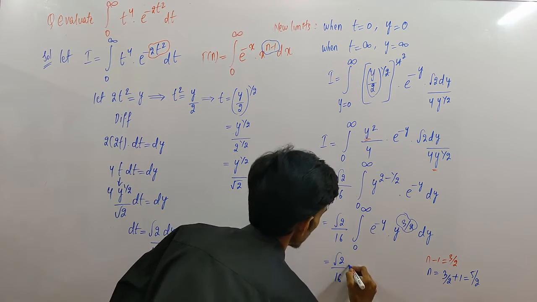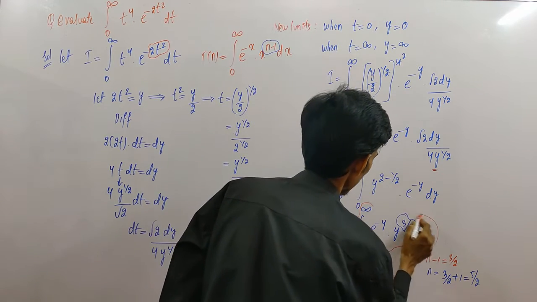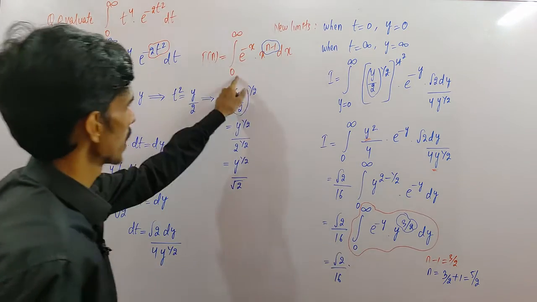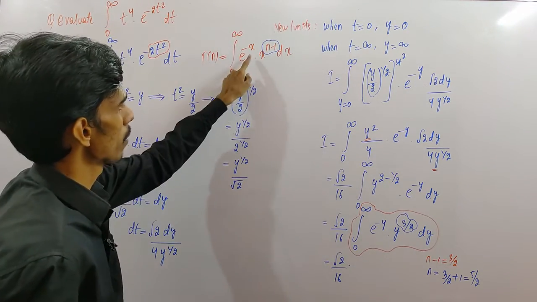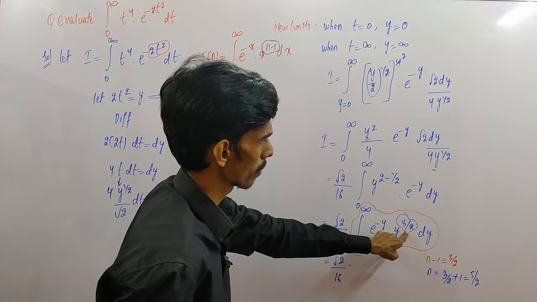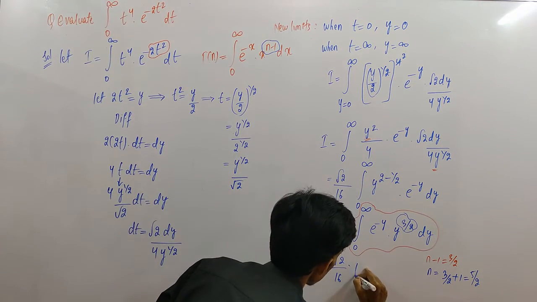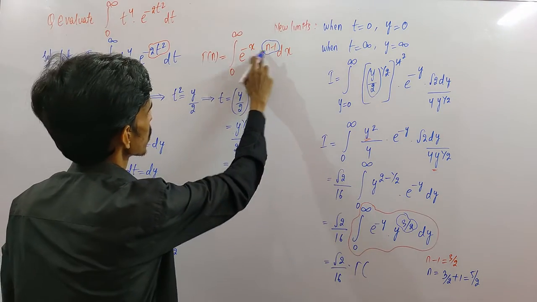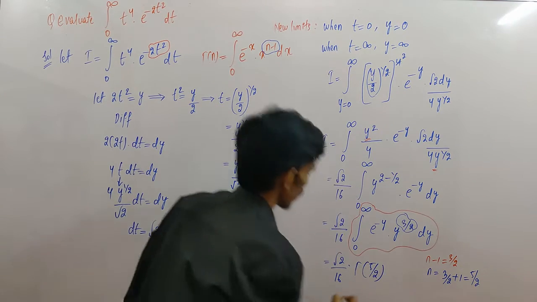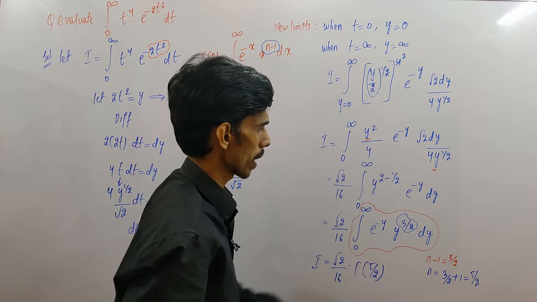That is equal to root 2 divided by 16 into this complete integral, converted into gamma function. Since these two are the same, 0 to infinite, exponential function, e power minus y, y power n minus 1 dy. So this is completely replaced by gamma function. So this will become gamma of n. Here we have n value, gamma of 5 by 2. So we got this integral I is equal to root 2 by 16 gamma of 5 by 2.